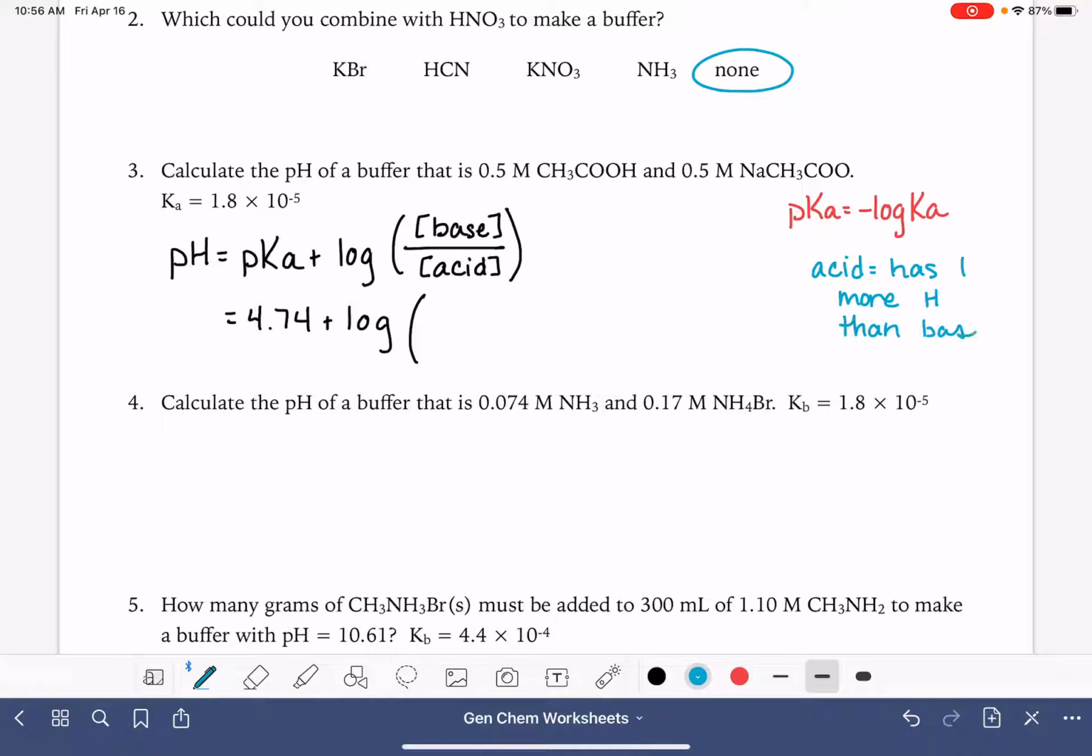So when you're comparing these two molecules and you're trying to decide which one is the acid, which one is the base, count hydrogens. This guy has 1, 2, 3, 4 hydrogens. This guy has 1, 2, 3 hydrogens. 4 hydrogens means that this guy is the acid. 3 hydrogens means that this guy is our base. So the base concentration, they're both exactly the same. 0.5 divided by 0.5, which gives us a pH of 4.74 because the log of 1 is 0.